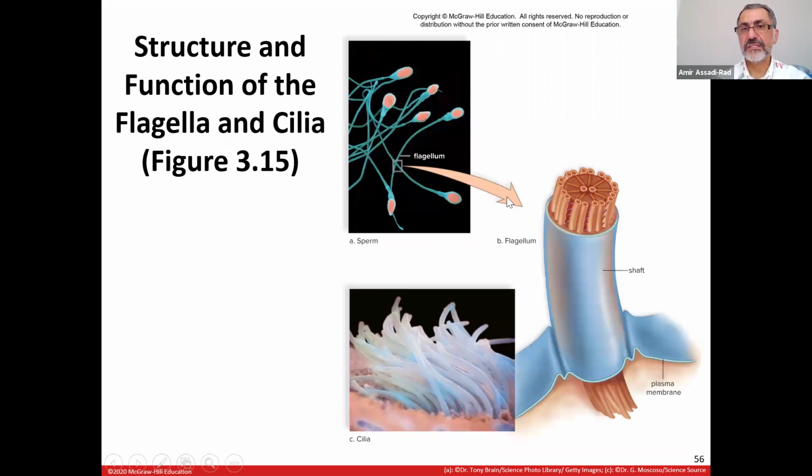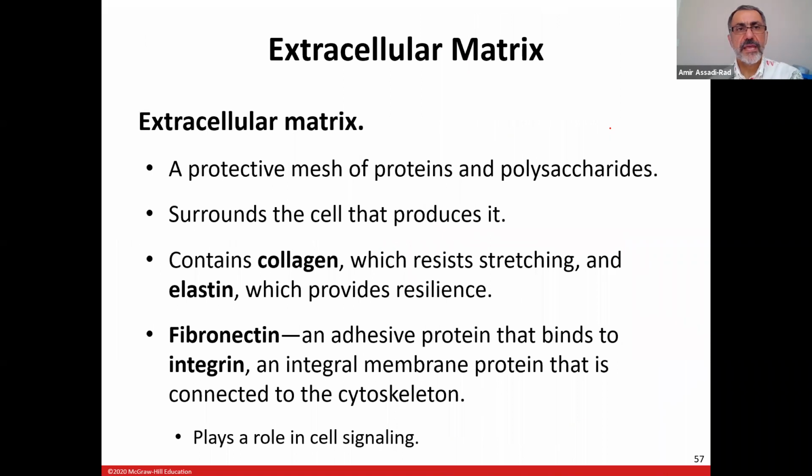Here they are. It's called the 9+2 structure. This is 1, 2, 3, 4, 5, 6, 7, 8, 9, and 2 in the center. So they call this the 9+2 structure. Sperm has it, cilia has it, and it allows flagella or cilia to move.